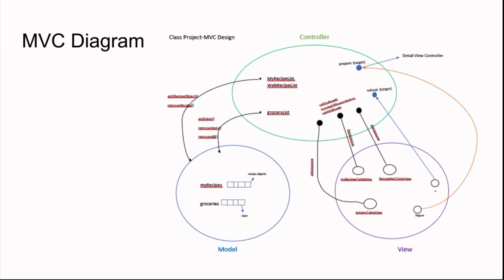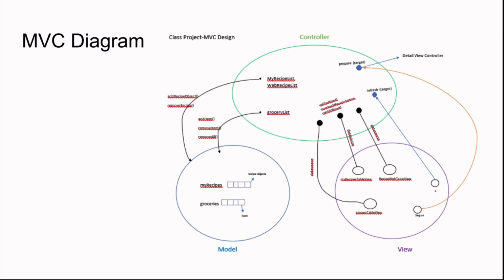and the segue is calling prepare, which takes you to the detail view controller. And as you can see, the controller is calling the self row at and can edit row at functions that are needed for the table views. The controller also contains the recipe lists for the personal recipes and web recipes, and then the grocery list objects for which would be the grocery table view.